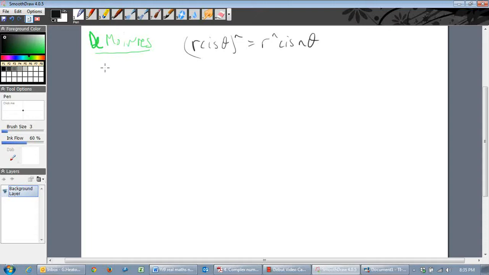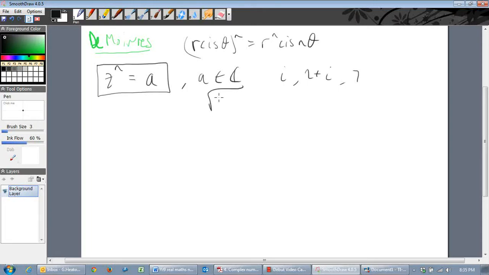And what we're going to try to find is we're going to try to solve any z to the power n is equal to a, where a is any complex number. Okay, so it could be i, it could be 2 plus i, it could be 7. These are all complex numbers, and so we're looking for the solution to any of these sorts of things. When it's in this form, we're going to have a look at how to solve this, and an application of this is how to find the square roots of complex numbers and stuff like that. So a very interesting way to look at it.